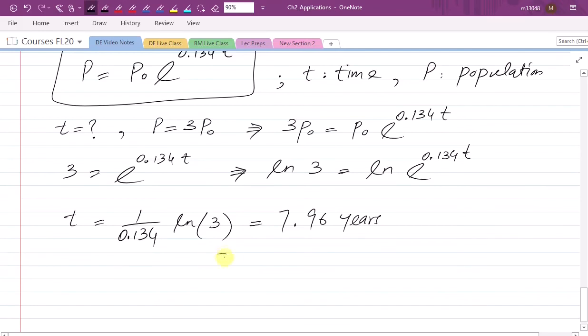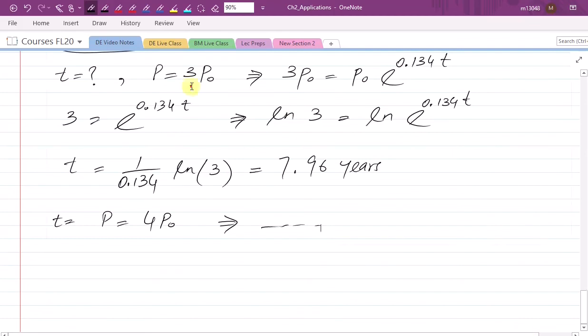How long will it take to quadruple? Second question. Well, that's almost exactly the same. You can complete it yourself. I'll leave this as an exercise. Just this 4 will change and the rest is exactly the same.